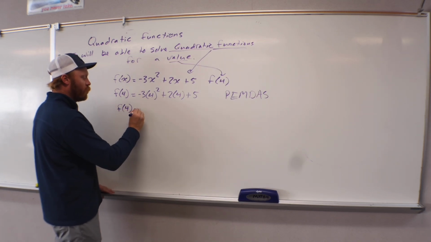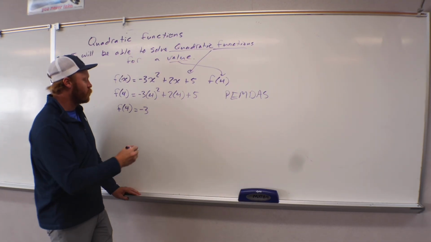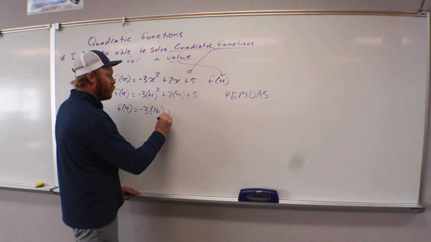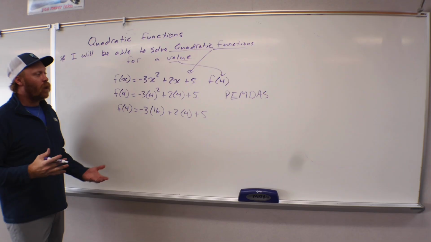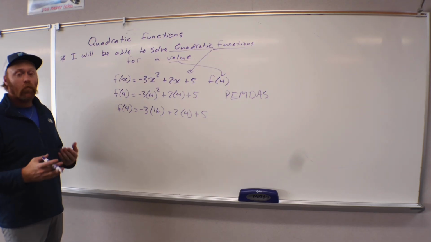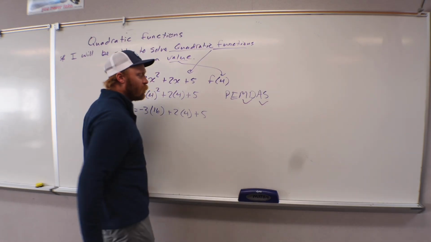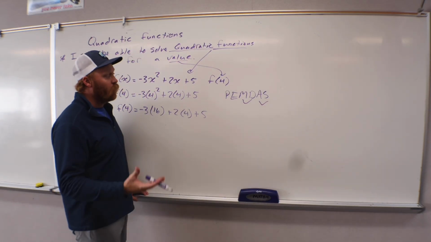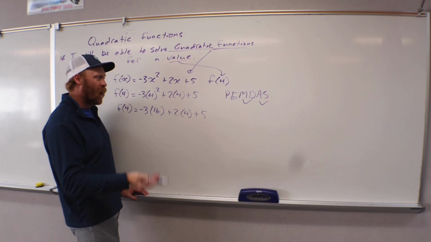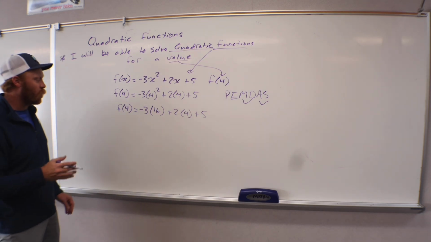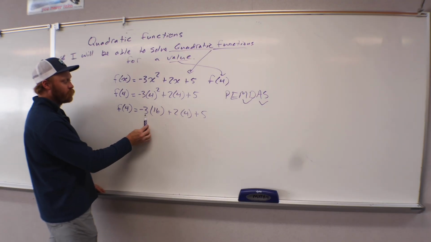So we're going to have f of 4 equals negative 3 times 4 squared. What does that mean? 4 times 4. So we're going to get 16 plus 2 times 4 plus 5. All right, now we have our exponents. Now we go on to our multiplying and dividing. And keep this in mind, for the sake of remembering PEMDAS, multiplying and dividing kind of happens at the same time, as well as adding and subtracting. But here we go. So it says multiply, so we're going to multiply this out.